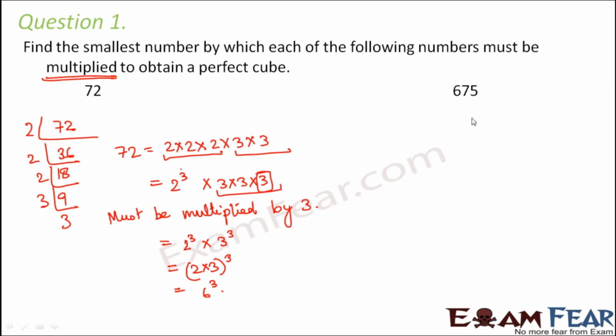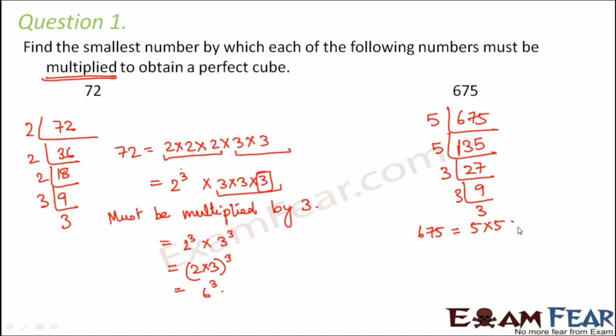Similarly, let's look at the second one, which is 675. So here also first perform prime factorization. It is completely divisible by 5. 5 ones are 5, 5 3s are 15, 5 5s are 25. Again 5 2s are 10, 5 7s are 35. Then 3 9s are 27, 3 3s are 9. So 675 can be written as 5 into 5 into 3 into 3 into 3.